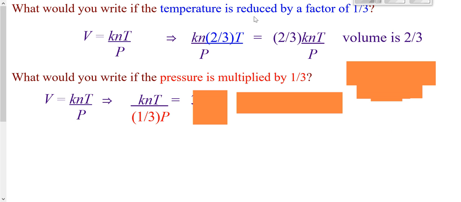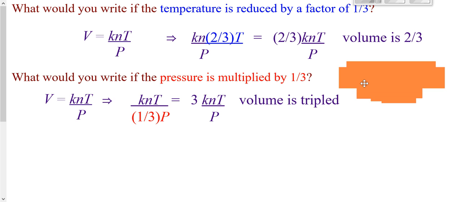So it makes a difference in the phrasing, whether you're reducing it by a factor of a third, meaning getting rid of a third, so you're left with 2/3, or if it's being 1/3 of the original pressure. So by the way, in this case, instead of dividing by a fraction, you multiply by the reciprocal. So it's 3 times the original, so your volume would be tripled.